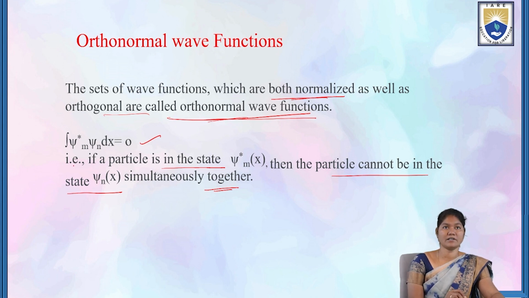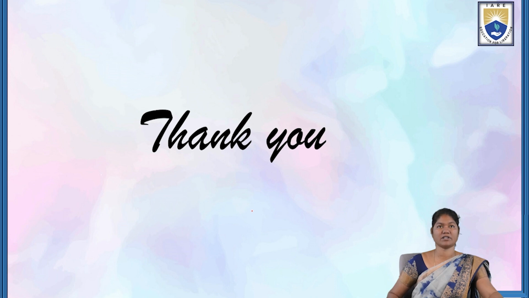So here the integral of psi star into psi dx is equal to 0. So that is what we can say. If a particle is in the state psi star of x, then the particle cannot be in the other wave function, that is, in the state psi of x, simultaneously. It means that if the particle is in the state psi star of x, then it cannot be in psi of x. And if the particle is in the wave function psi of x, then it cannot be in the other state psi star of x. So that is orthonormal wave functions.